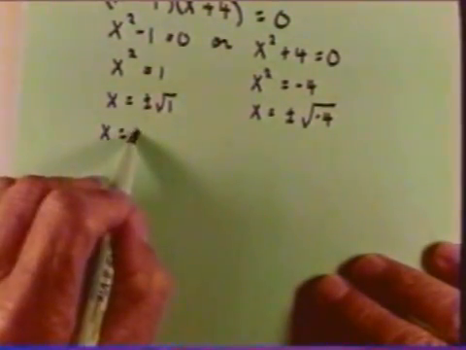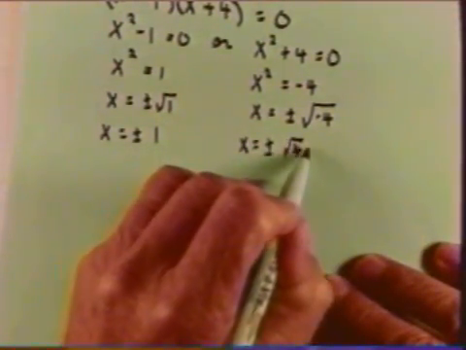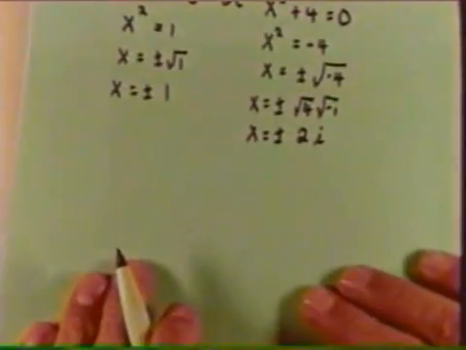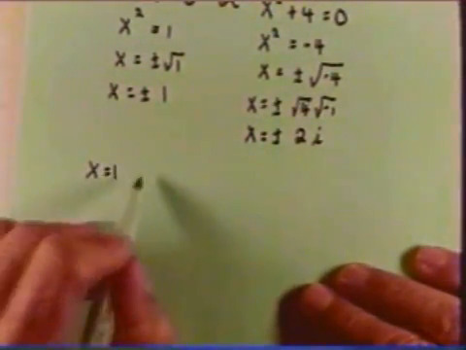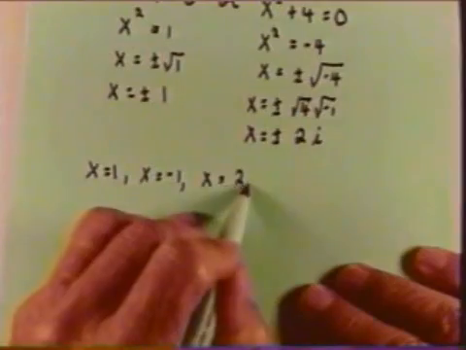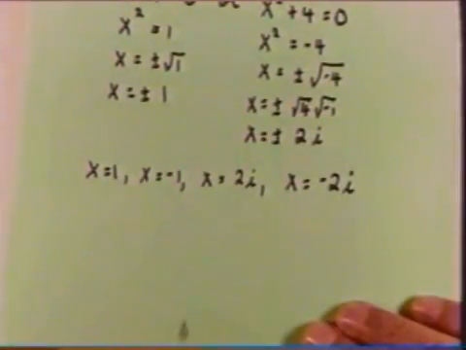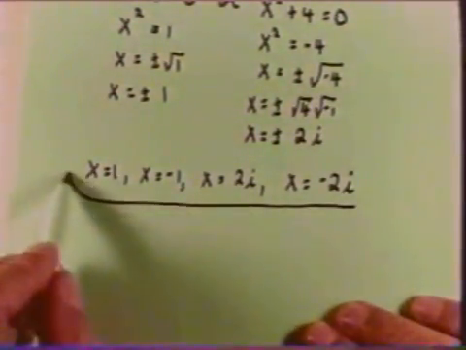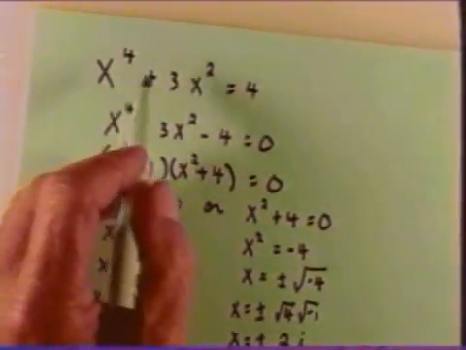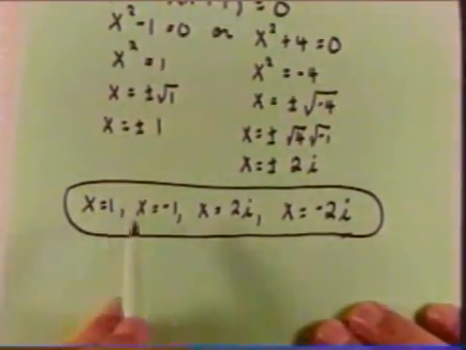Here I have x is equal to plus or minus 1. Here x would equal plus or minus, I can write this as the square root of 4 times the square root of negative 1, which would be 2i. So we get four answers. X is equal to 1. X is equal to a negative 1. X is equal to 2i. X is equal to a negative 2i. If you start with a fourth degree equation, you expect four answers.